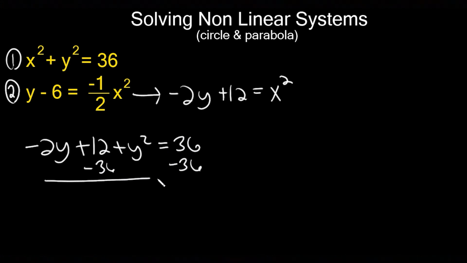Okay. So when I do that, this will cancel out over here. I'm going to go from highest degree to lowest degree. So I get y squared, and then I get negative 2y. And then 12 minus 36, I get negative 24, all equal to 0.